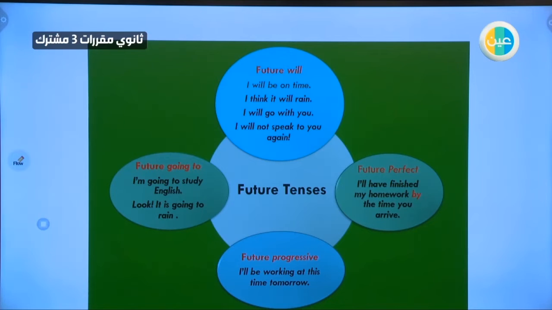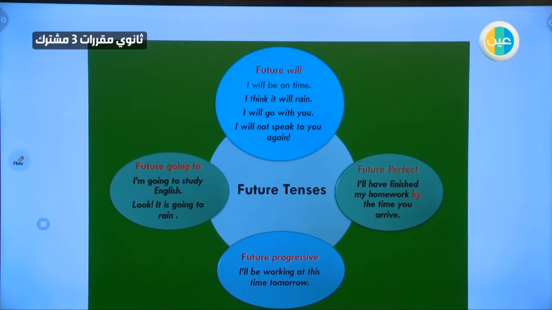I will go with you. This is a spontaneous decision. You decide without planning before. You just decided now. I will go with you. Spontaneous decision. I will not speak to you again. So for threat or warning. Okay, if you do that, I will not.